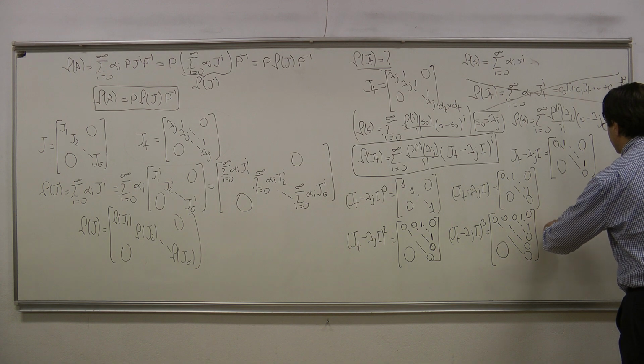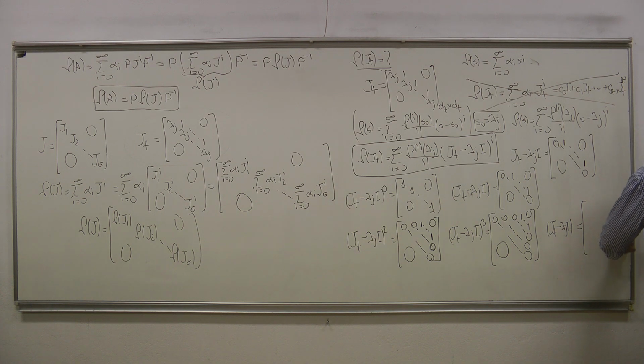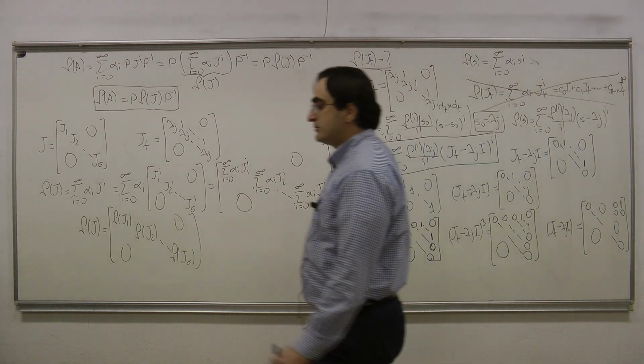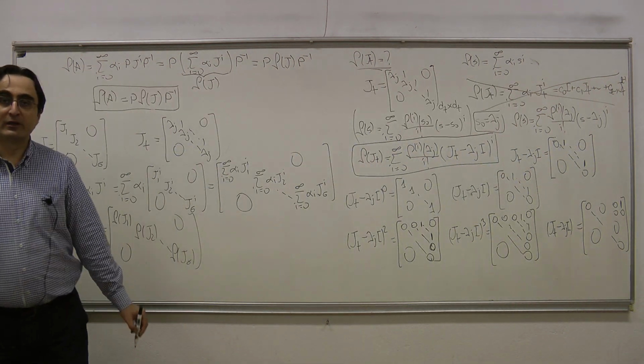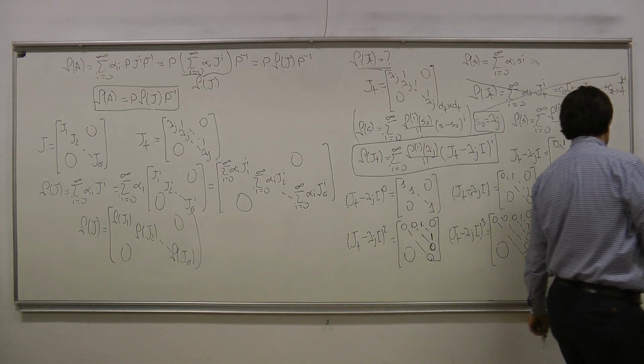And what is that power? (J_t minus lambda J identity) to some power is going to look like this: there will be only one here, and zeros everywhere else. So some power of this matrix is going to be this matrix. Which power do you think it is?